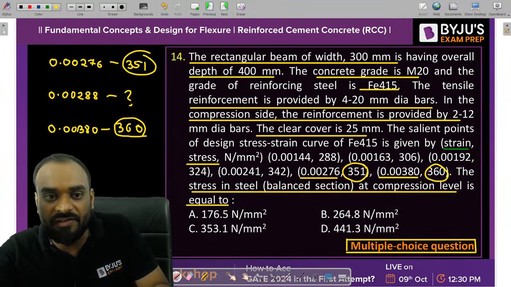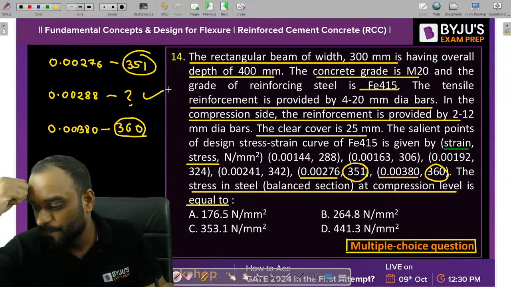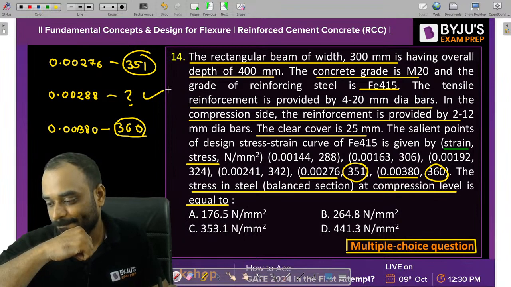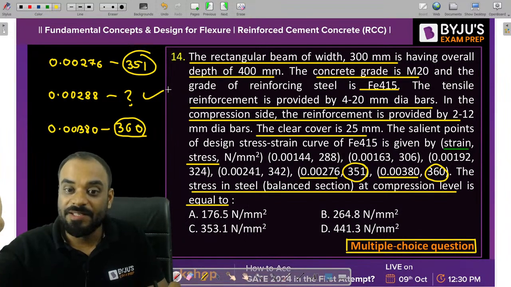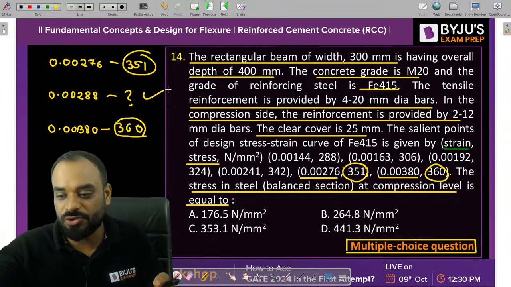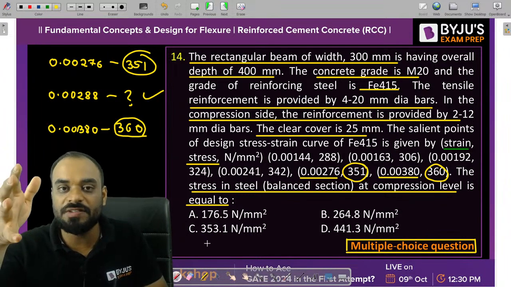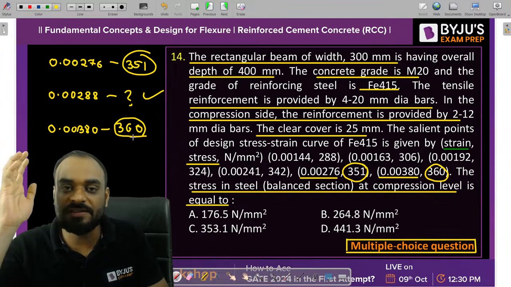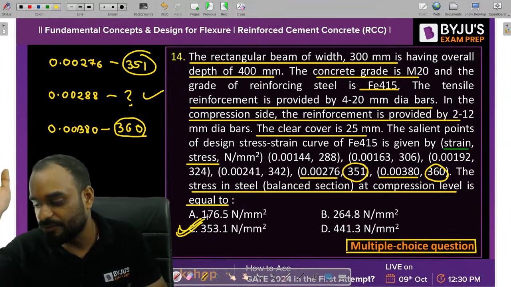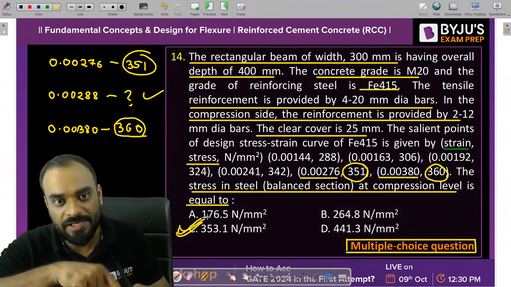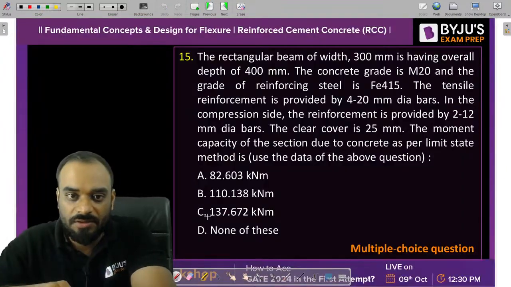Between 360 and 351 this value will lie, yes or no? Yes. So guys, we don't have to interpolate it also. We are able to solve it directly, right? Because we know that only a single option is giving us the correct answer. That's why C is the correct answer for the problem. Clear? Very nice.